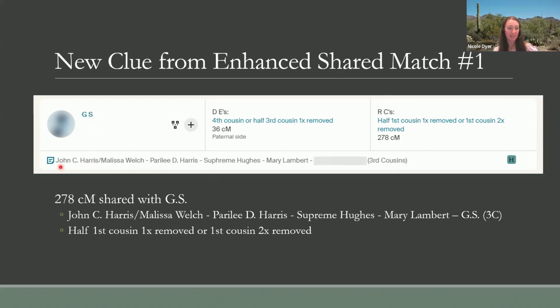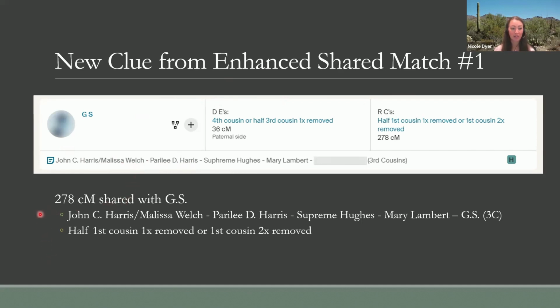GS has been identified as a descendant of John C. Harris and Melissa Welch through their daughter, Paralee Harris, through Paralee's daughter, Supreme Hughes, and Supreme's daughter, Mary Lambert. So this is a third cousin of Diana, but it looks like GS and RC are closer cousins, possibly half first cousins once removed or a first cousin twice removed. So now we have a clue that perhaps these two are on the same family branch. So perhaps RC descends from Paralee as well. And the common ancestral couple would then be Harris Welch instead of one generation back at Harris Hoosier.